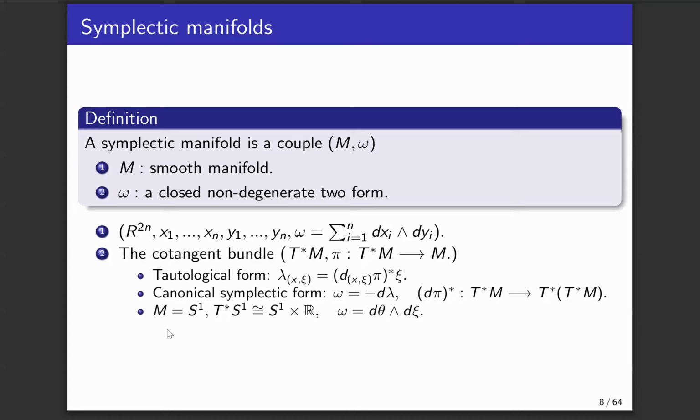So in the example of S^1, the circle, the cotangent bundle of the circle is identified with S^1 times R. And if we parameterize the cotangent bundle of the circle with theta and xi, then the expression of the symplectic form is quite simple: it is the differential of theta wedge the differential of xi. Okay?